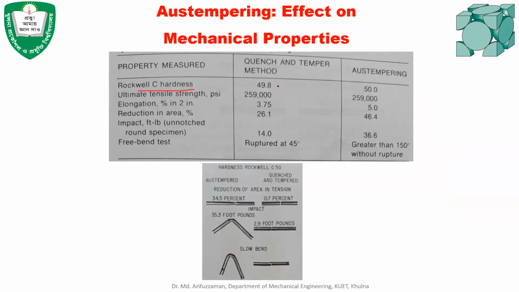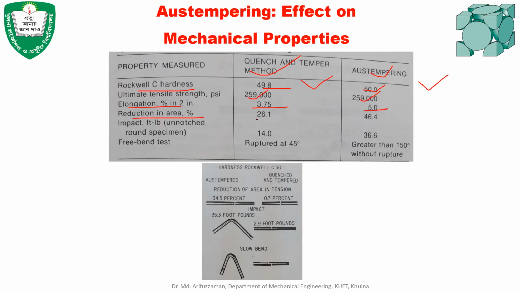For Rockwell C hardness, similar, 49 and 50, austempering and regular tempering. Okay, almost similar. And ultimate tensile strength, similar. But if we talk about elongation, that means how much elongation has occurred, it's 3.75 and it is 5. That means the austempered product has a larger energy absorption capacity than the tempered product.